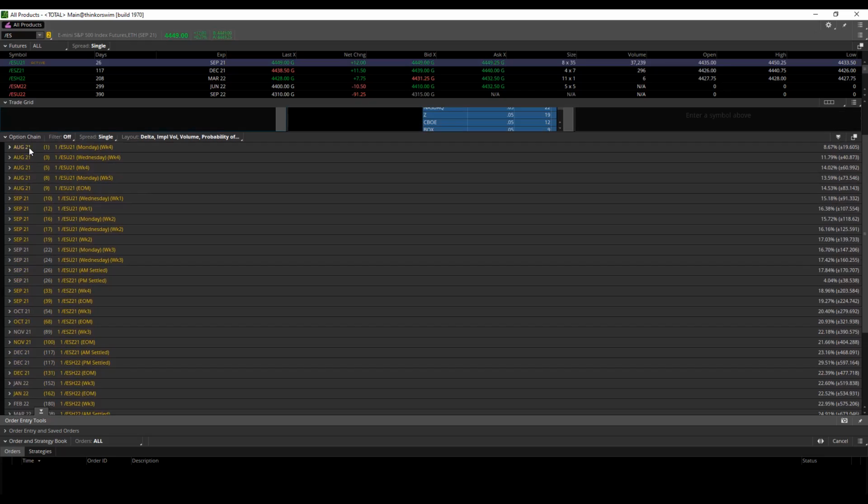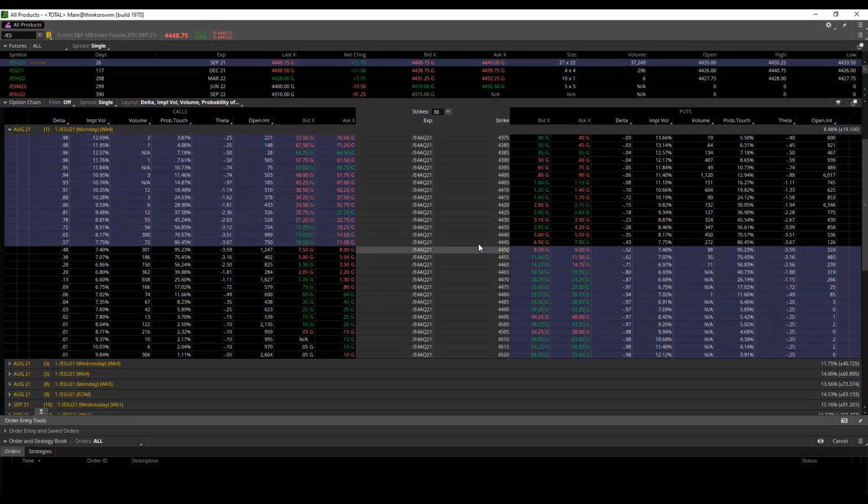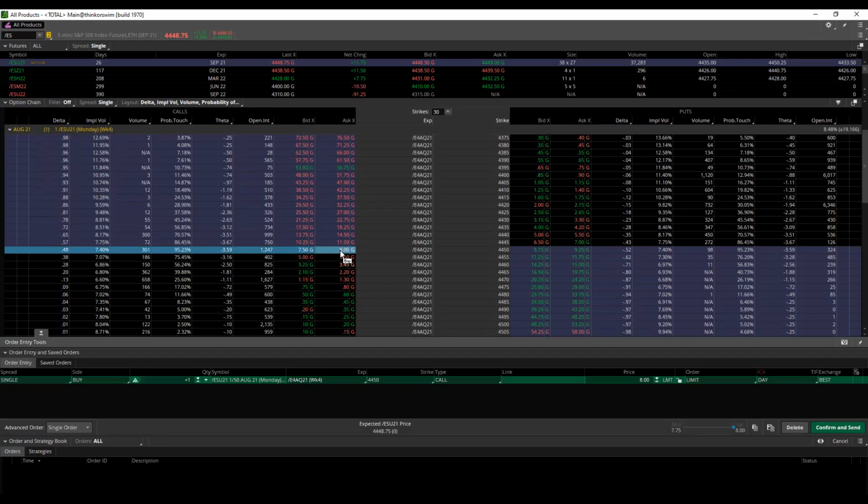the August 21st, one day to expiration, it says 1-ESU21. What that means is that every time you buy an option on S&P futures, if it says $8, the cost is going to be half.